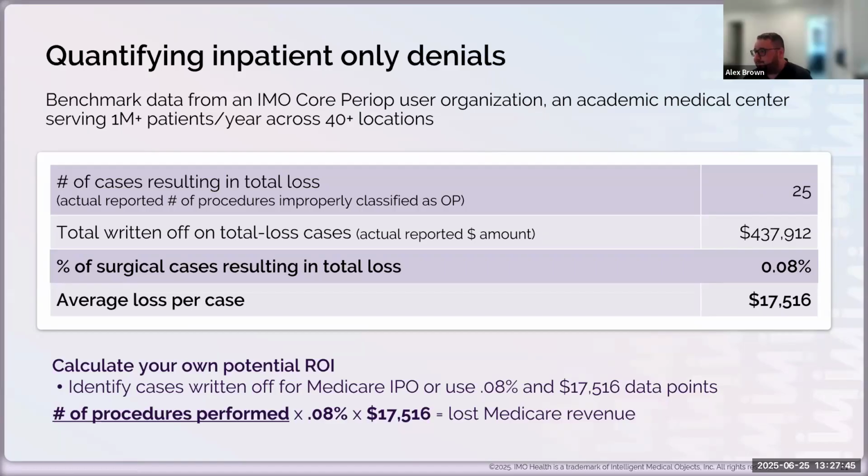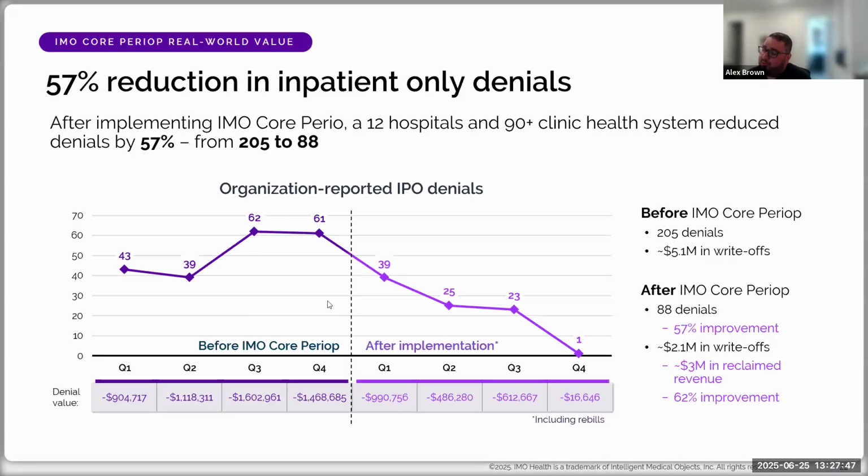Another organization we worked with, this one I'd say is a little bit more typical, saw a 57% reduction in their inpatient-only denials in the first year after going live with IMO Core Periop. Again, just getting those codes in place and getting those controls in place. So for them, it didn't immediately drop to zero.